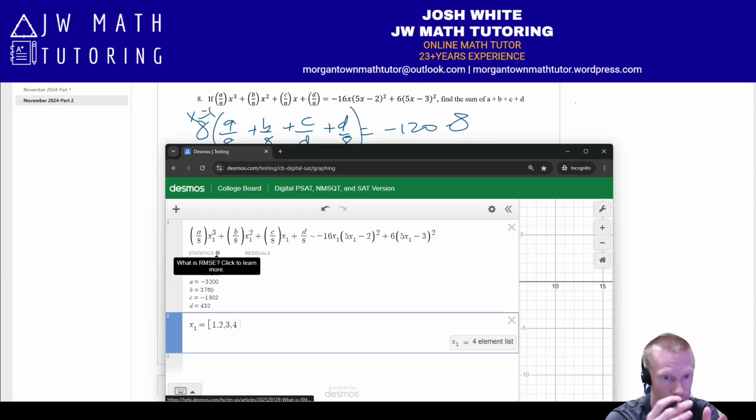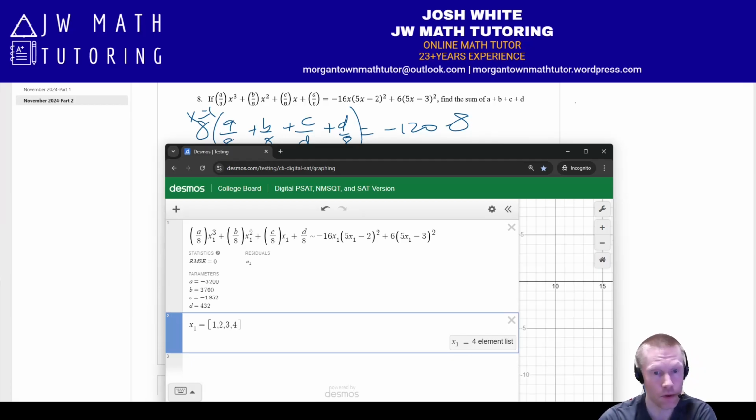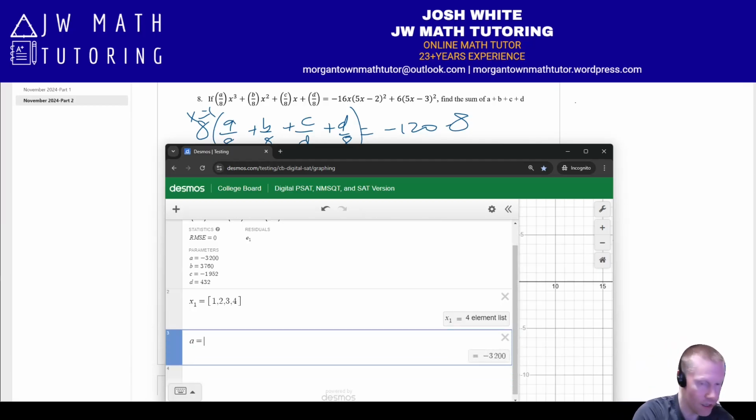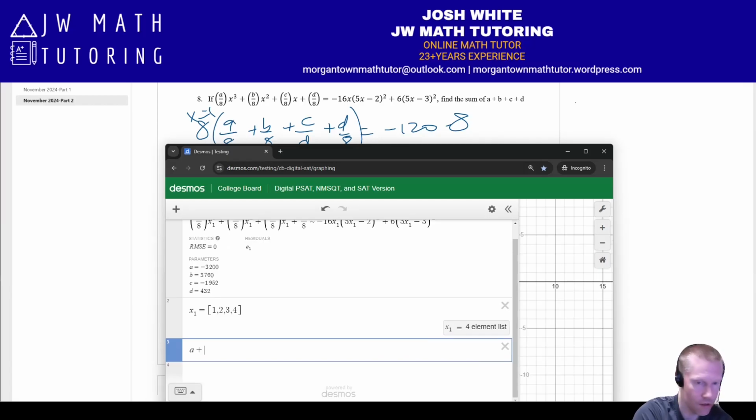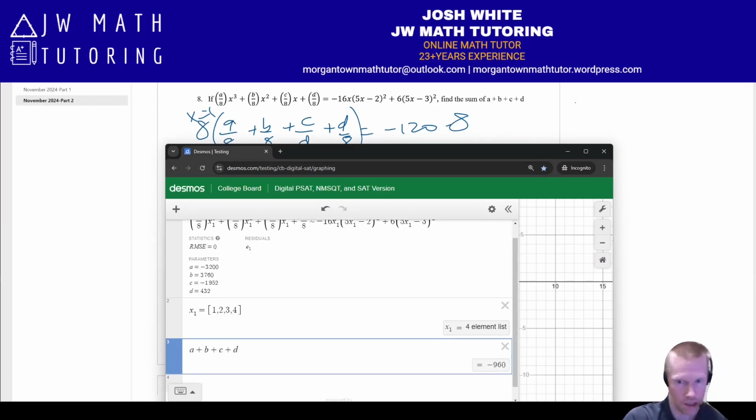In other words, I want to find the values of a, b, c, and d that will make both sides of this, it's not really an equation, but both expressions equal for multiple values of x, okay? If you don't do this, it'll treat x1 as a constant and try to find a value for it, and a lot of the times then the other constants have wrong values. Okay, so with that being done, now I could just do a plus b plus c plus d, negative 960, and there's your answer.